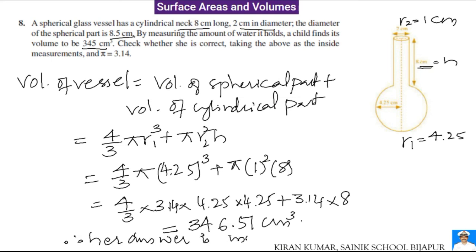So our answer is incorrect because this volume is slightly larger than the volume which is mentioned here. That's all for today's session. Thank you.